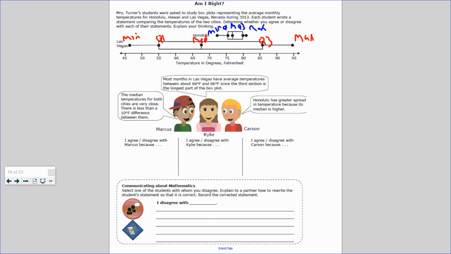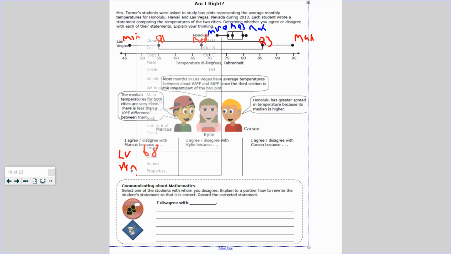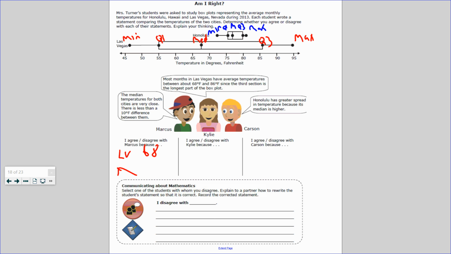So the median, let's look at what Marcus said. The medians for both cities are very close. What do you mean they're close? Oh, there is less than a 10 degrees difference between them. So Las Vegas, the median is like 68. Honolulu is 77. So from 68 to 77, that is 9 away. So that's true. I do agree with him.